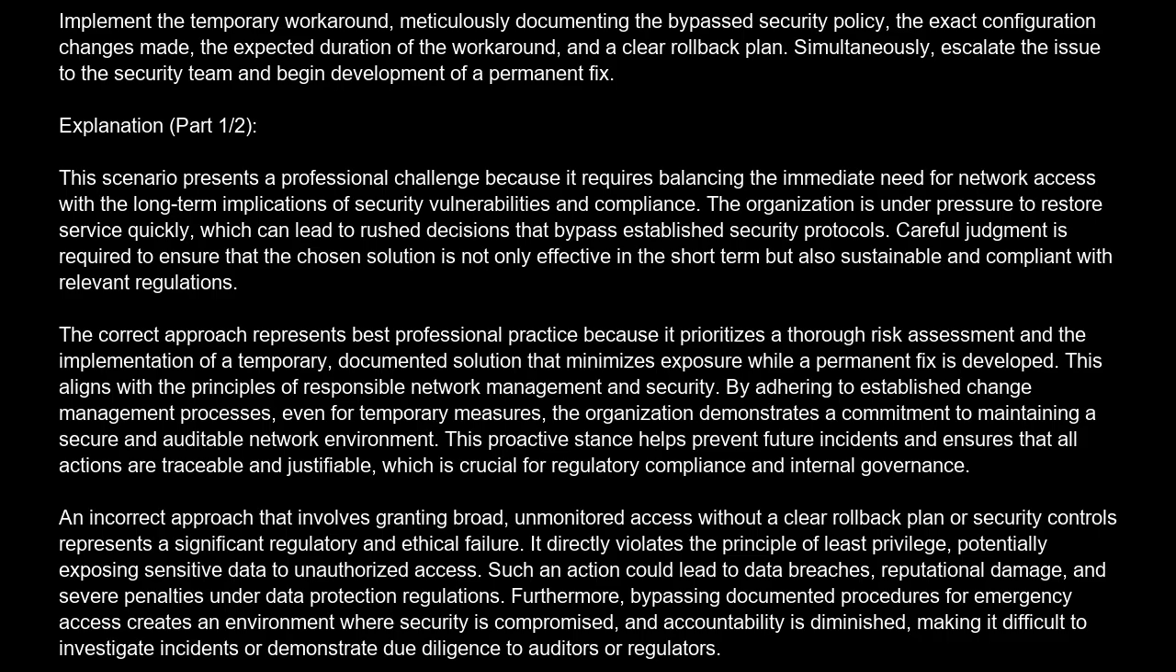An incorrect approach that involves granting broad, unmonitored access without a clear rollback plan or security controls represents a significant regulatory and ethical failure. It directly violates the principle of least privilege, potentially exposing sensitive data to unauthorized access. Such an action could lead to data breaches, reputational damage, and severe penalties under data protection regulations. Furthermore, bypassing documented procedures for emergency access creates an environment where security is compromised and accountability is diminished, making it difficult to investigate incidents or demonstrate due diligence to auditors or regulators.